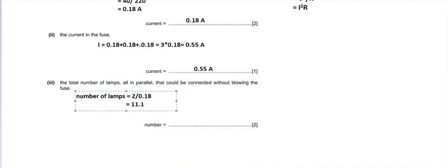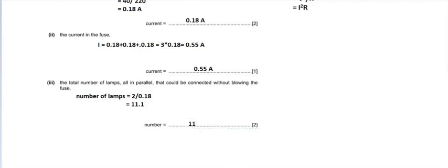11.1. That means the number of lamps should be 11, because the number of lamps must be an integer. We can't connect 11.1 lamps, we can connect 11 lamps. So our final answer should be 11. I hope you understood this problem.